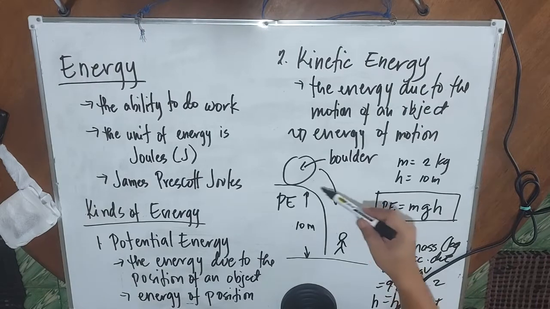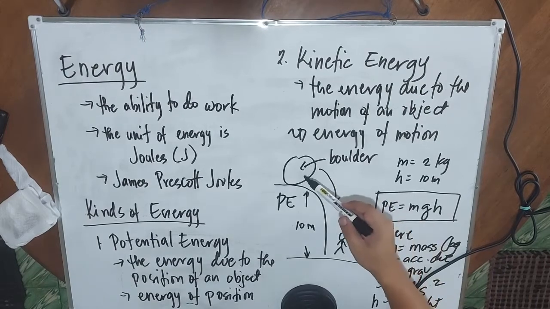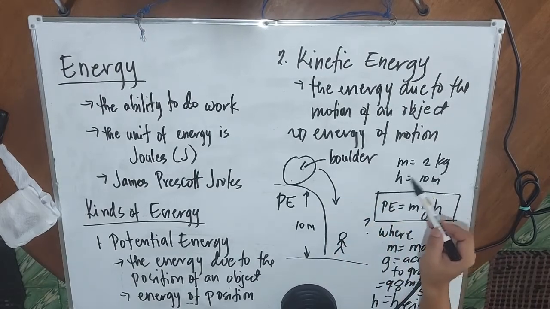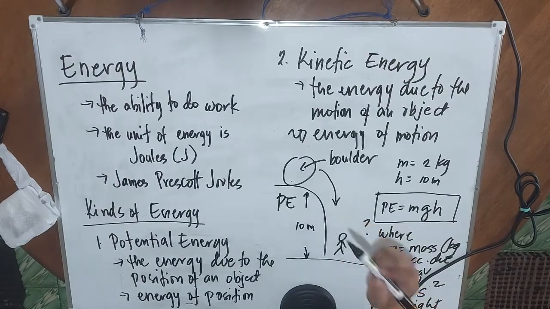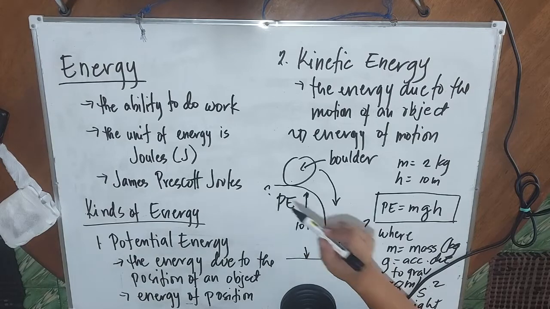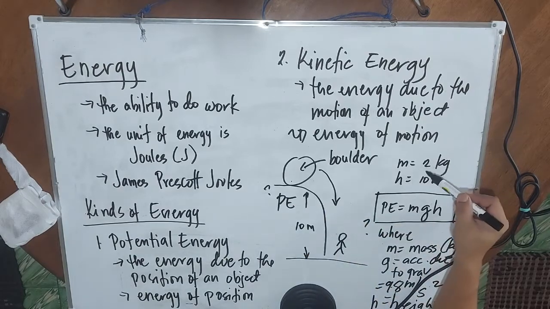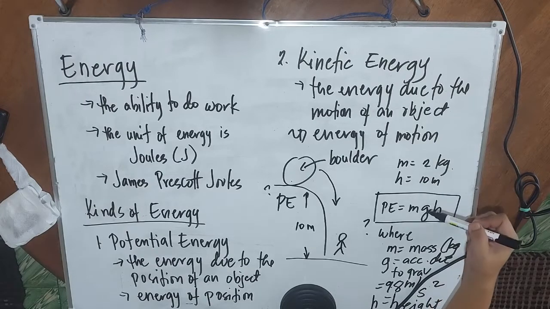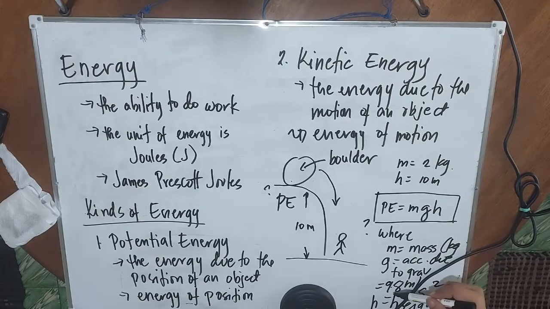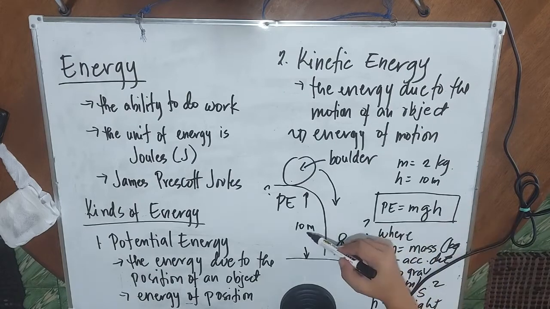So, in this example, wherein meron tayong boulder with a mass of 2 kilograms at a height of 10 meters, kung i-compute natin ang potential energy, we just need to multiply the mass na dapat in terms of kilograms and acceleration due to gravity, which is 9.8 meters per second squared. Kung hindi yan naka-meter, i-convert muna sa meter. And then the height is 10 meters.